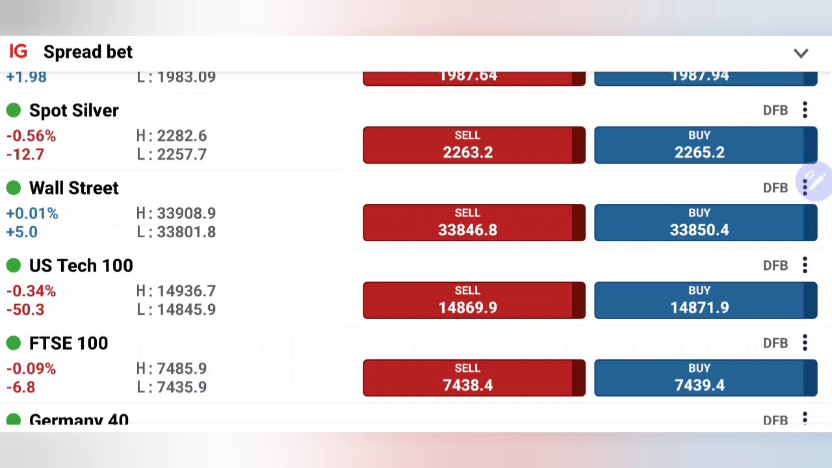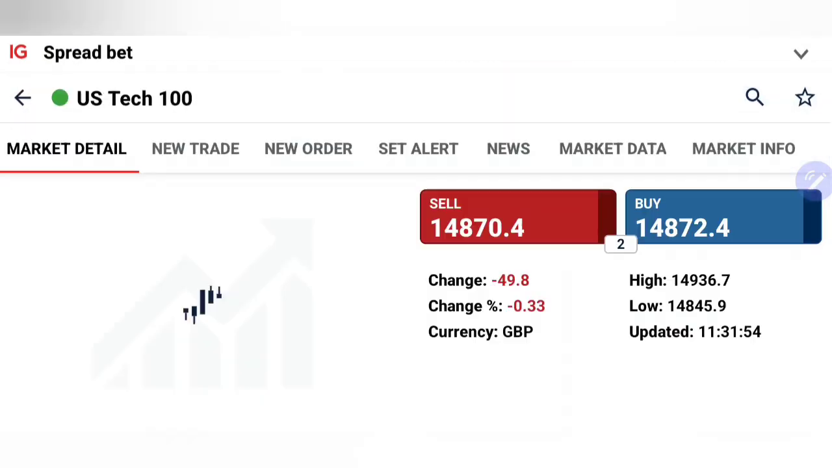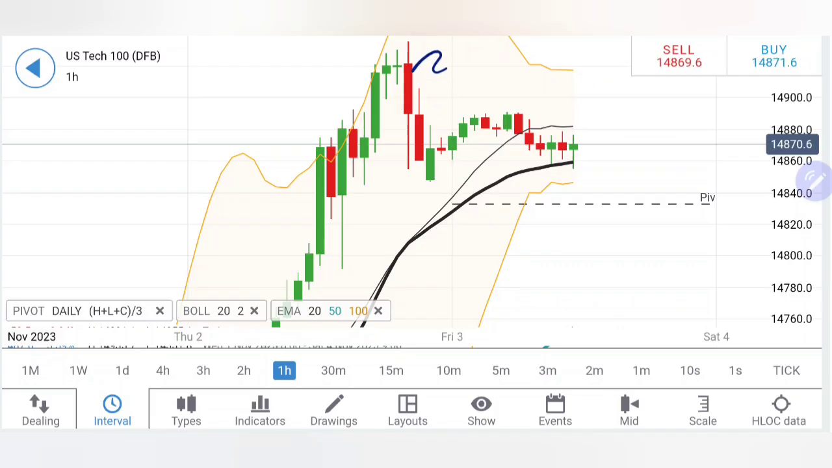Those who are risk averse should not trade the news here and should wait for the market to settle. Now with that, let's start. First we'll look at Nasdaq 100 on the early charts.